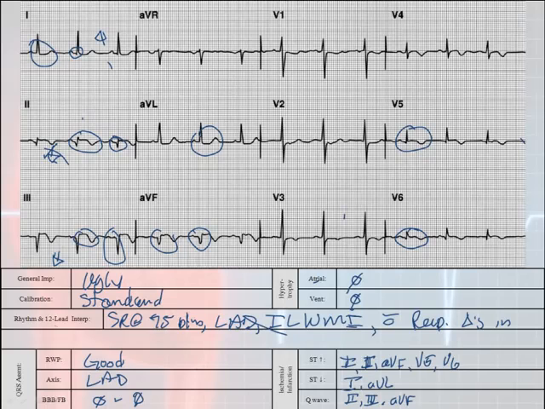So you can say 1 in AVL, or you can say reciprocal changes in 1 in AVL, or you can put lateral leads. This might be confusing because how can you have a lateral wall MI with a lateral reciprocal change? So sometimes you can just put the specifics, or sometimes you can just list out the leads themselves.